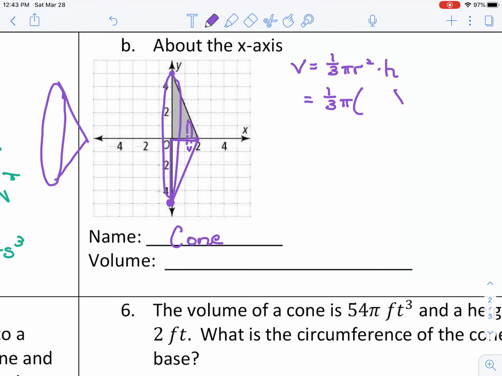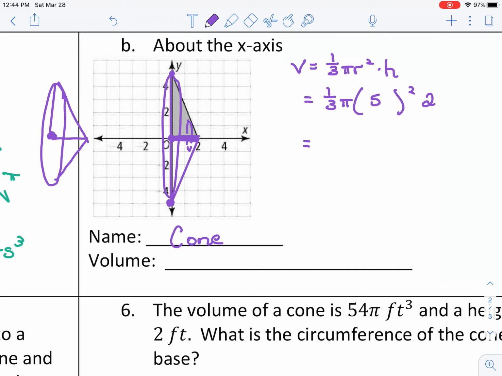So I'll still need the radius. Remember, the radius is the distance from the center of the circular base to the edge of the circular base. The center is here at the x-axis. So this distance is what we're interested in, which we already knew was 5 units. The height is the distance from the base perpendicular to the apex, which we already counted out earlier was 2 units.